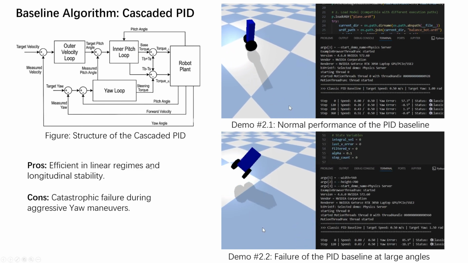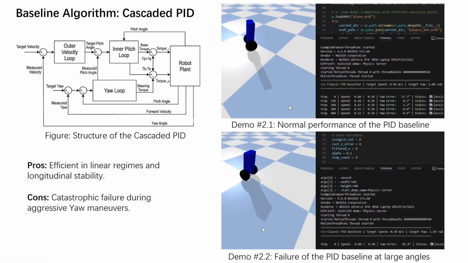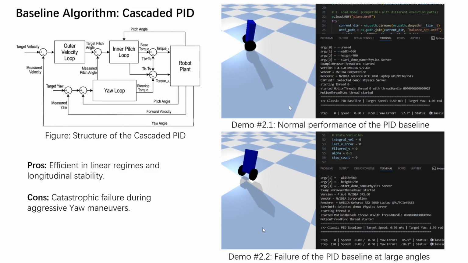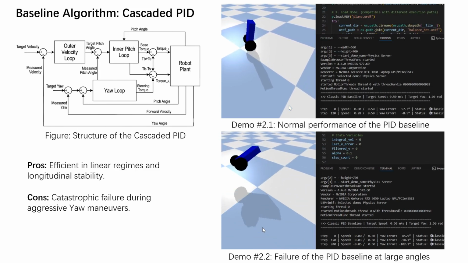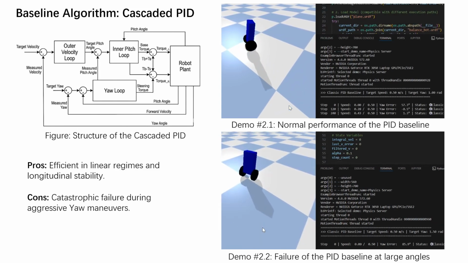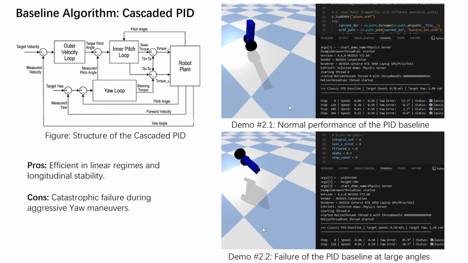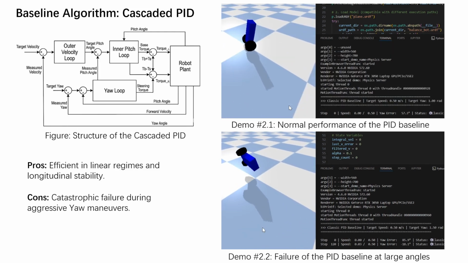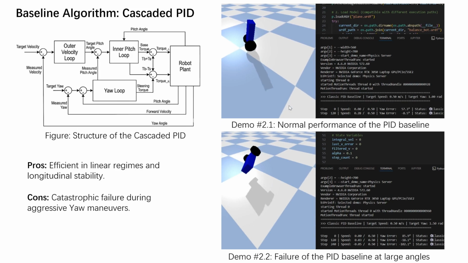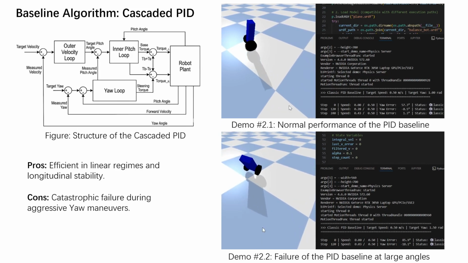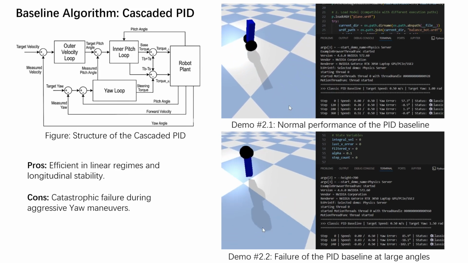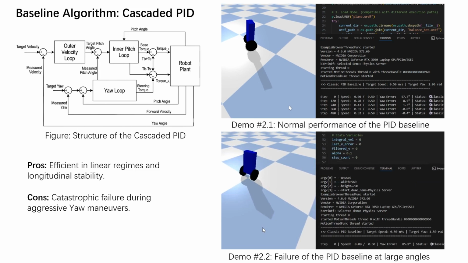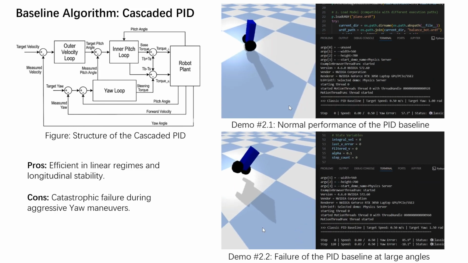Before diving into deep reinforcement learning, I established a baseline using a classical control approach, a cascaded PID controller. I designed an uncoupled architecture with an outer velocity loop to compute a target pitch, which guides an inner pitch loop for base torque balancing. A separate yaw loop computes steering torque for heading control.